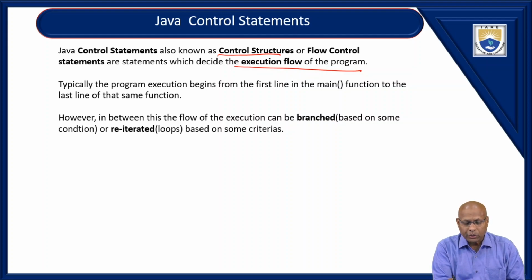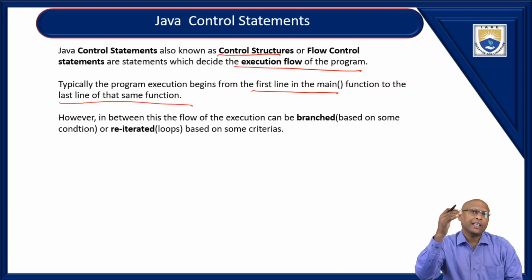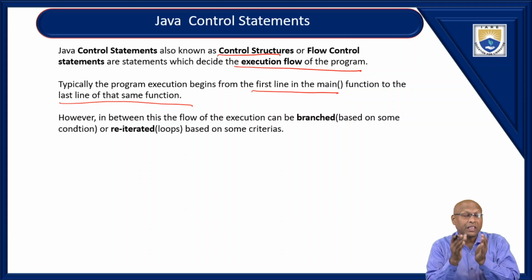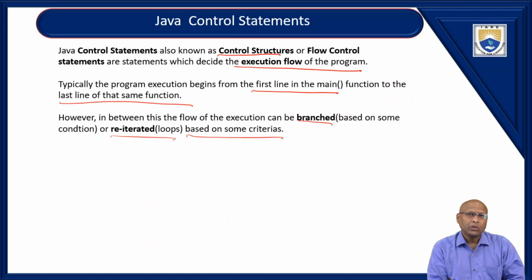Typically the program execution begins from the first line of the function to the last line of the same function. Generally, the control flows in a sequential manner, 1, 2, 3, from beginning to end. In between, there may be some chance to branch out. You want to come out or you want to take a decision whether to execute this set of statements or not. For that, you have to write some decision making statements. However, in between the flow of execution, there may be branching, that means based upon some condition, or reiteration, that means a loop based on some criteria. So in the program, you may write some branching statements or you may write some looping statements also.